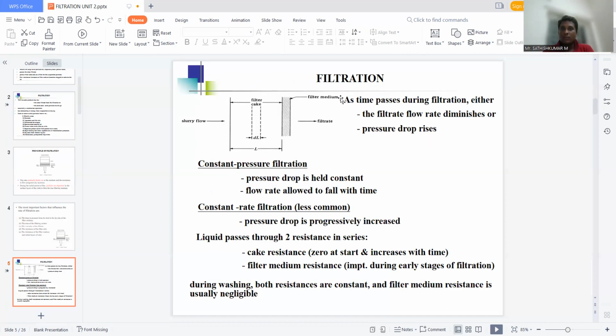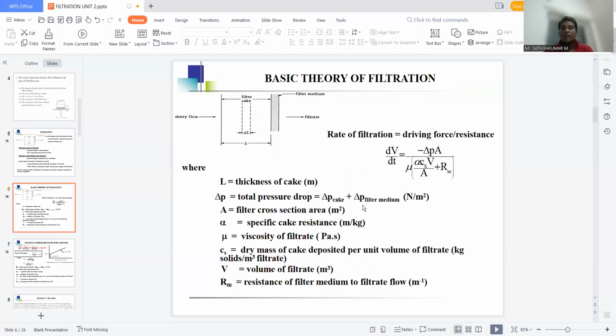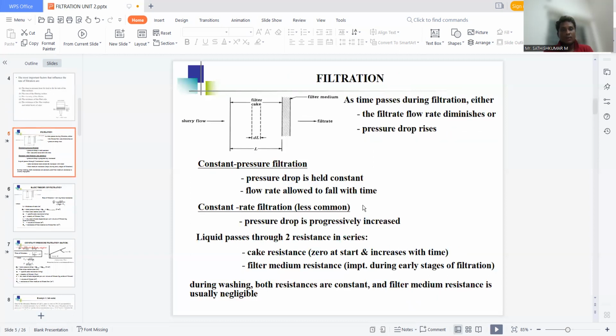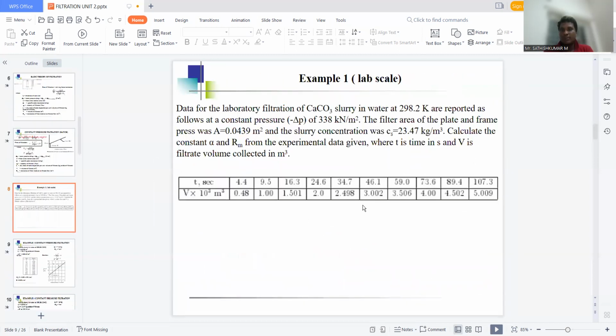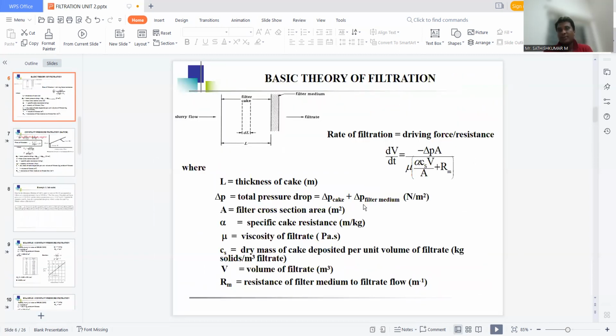The important concepts in filtration are constant pressure filtration, constant rate filtration, and time of filtration. These are all the basic theory of filtration.